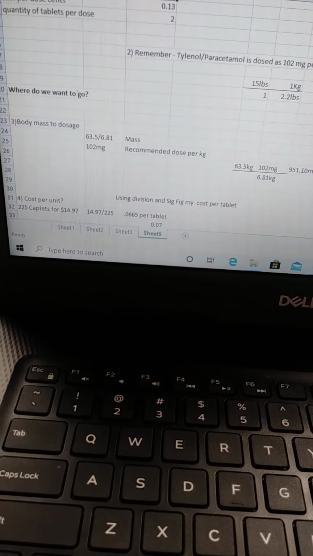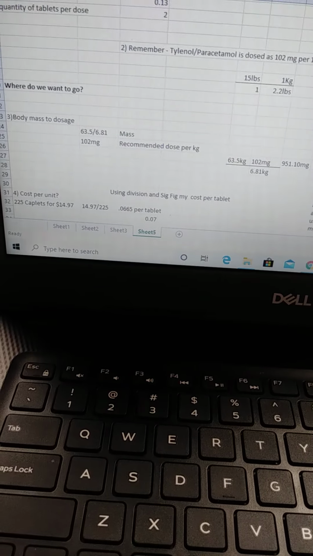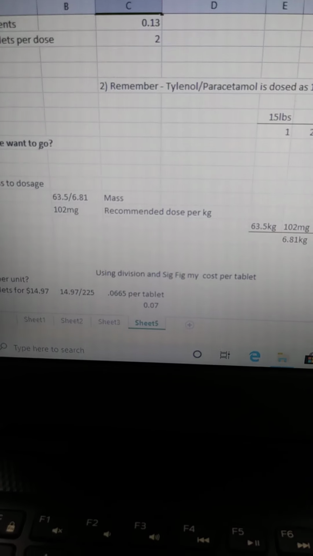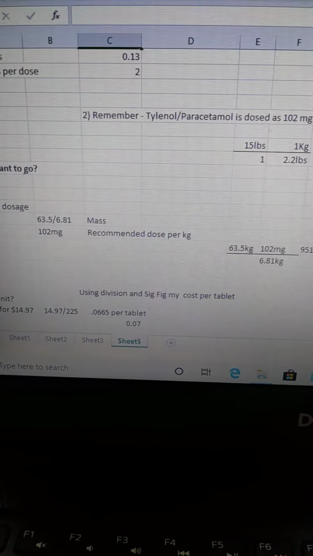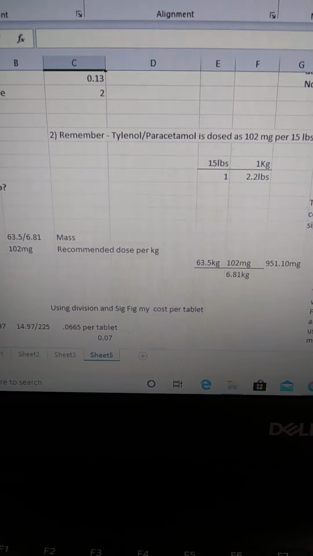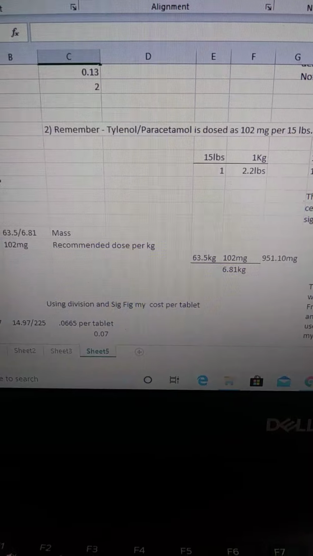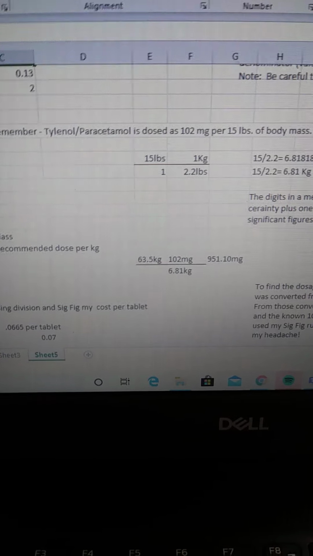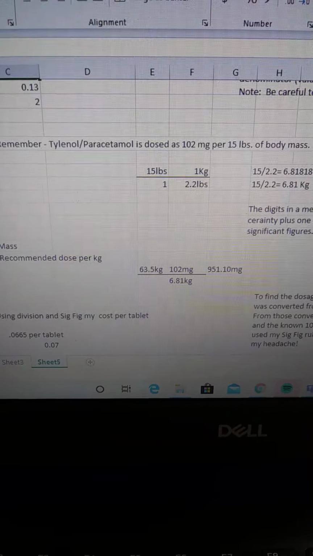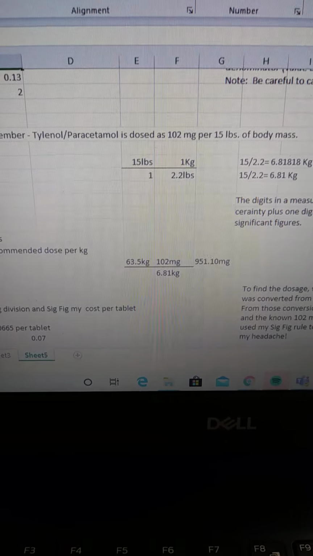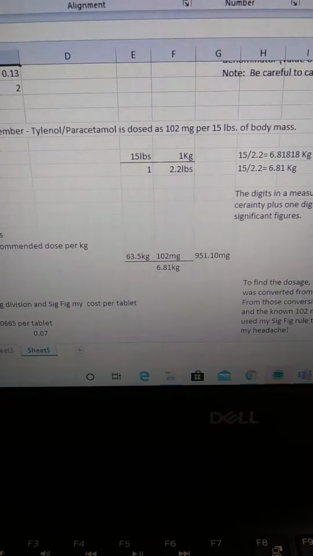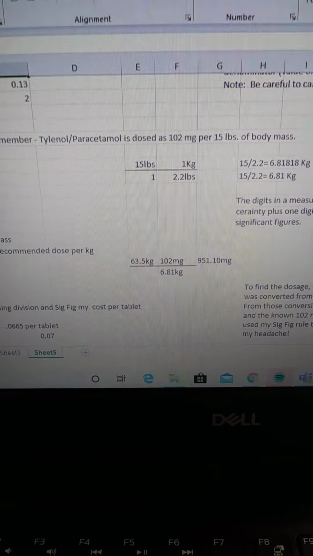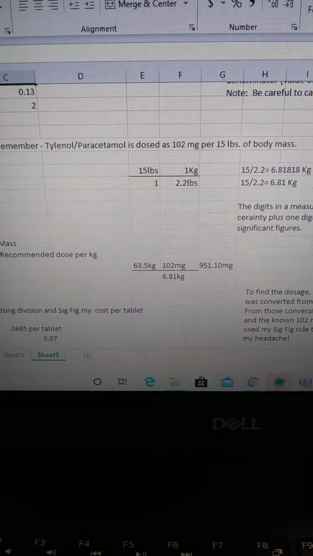I'm just going to scroll down here a little bit. Here we are. We want to take our body mass to dosage, and in order to do that, we have our body masses converted. Here we go: 63.5 and 6.81. I've indicated the dimensional analysis on this problem here. We multiply 63.5 times the 102 milligrams, divide by 6.81, and we have 951.1 milligrams for a person of 140 pounds.